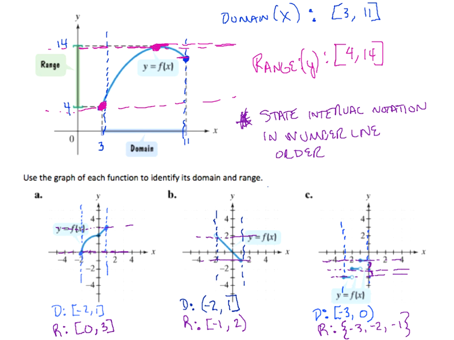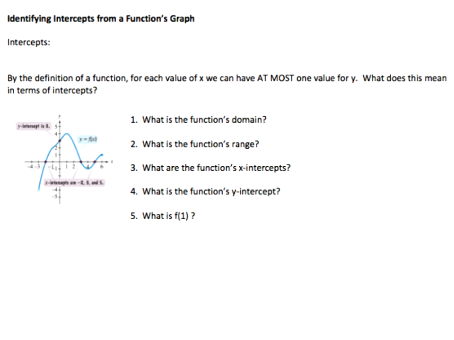Last slide. Thank y'all for hanging in there with me. Identifying intercepts from a function's graph. This is not rocket science. It's just where the function crosses an axis, either x or y. We have x-intercepts and y-intercepts. So you can see they've already got them marked here for you. This particular function has 3 x-intercepts, -2, 3, and 5, and it has 1 y-intercept.